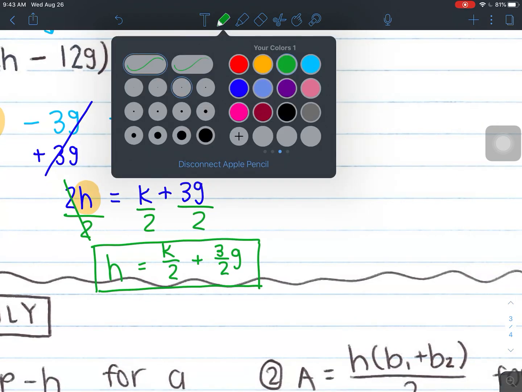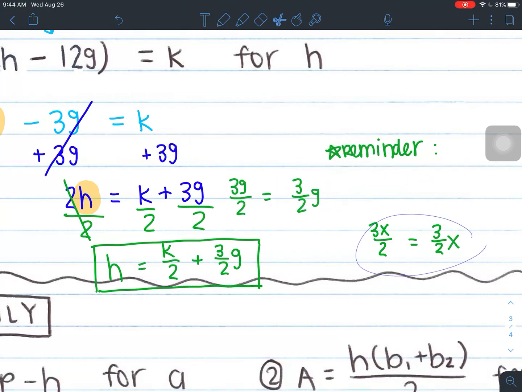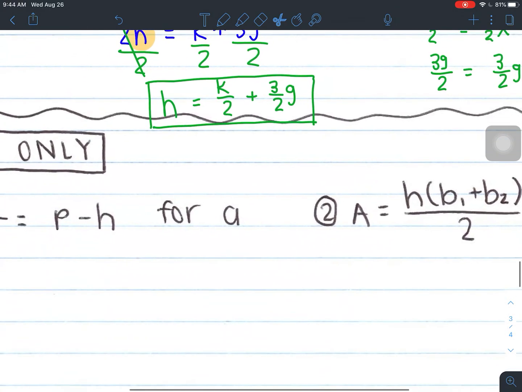Okay, and remember, just a reminder, 3g over 2 is the same thing as 3 over 2g. Just like 3x divided by 2 is the same thing as 3 over 2x. And I'm actually going to flip the order of these. Okay, so those are the same exact thing.